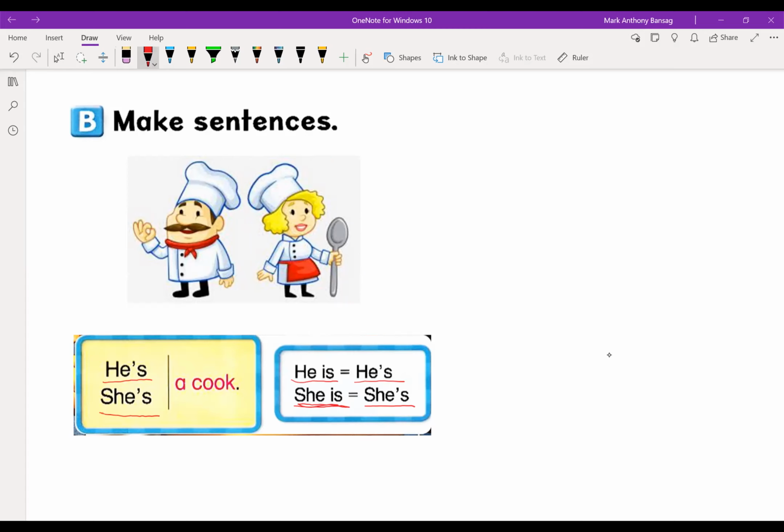And for this one, a woman, we're going to use she. She is or she's. So she's a cook. Your sentence is she's a cook.